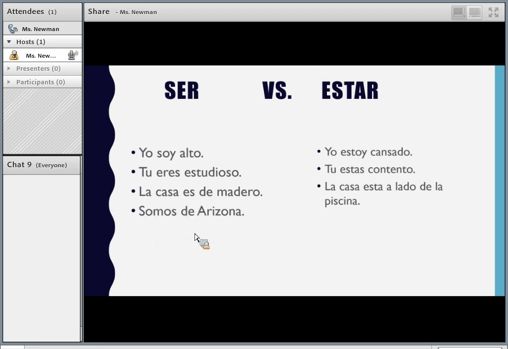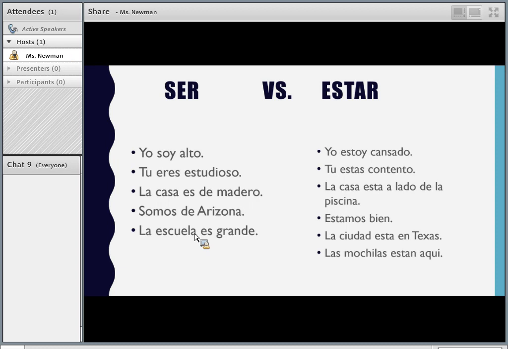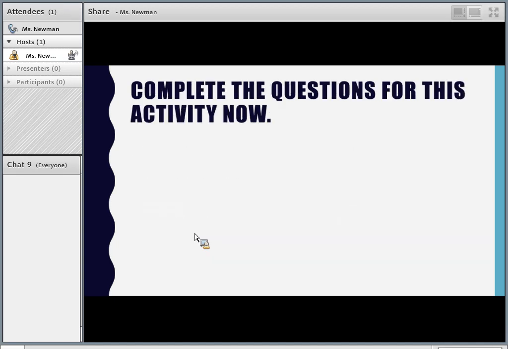Somos de Arizona, origin. The school is big, so to describe a physical characteristic of a building or person or something. Estamos bien, we are good right now, kind of a temporary thing. The city is in Texas. La ciudad está en Texas. So again, location, location, location. Las mochilas están aquí. The backpacks are here. So again, talking about an item's location. Okay, please complete the questions for this activity now.